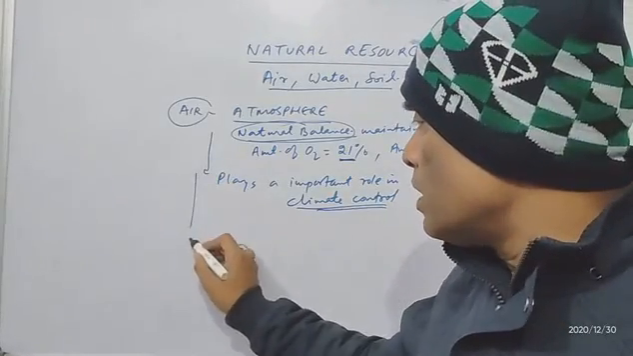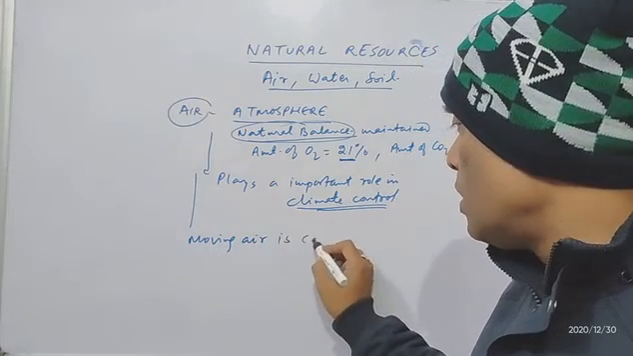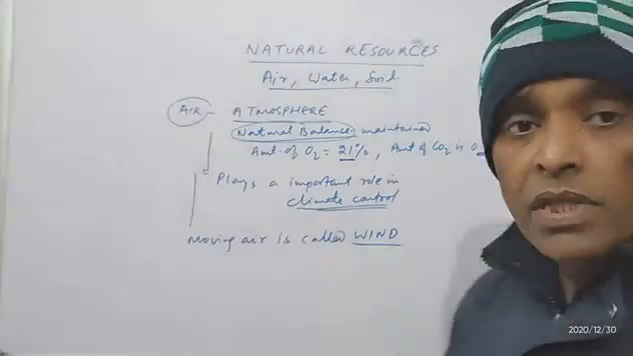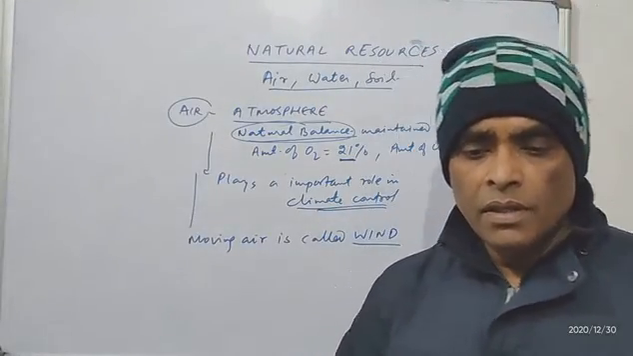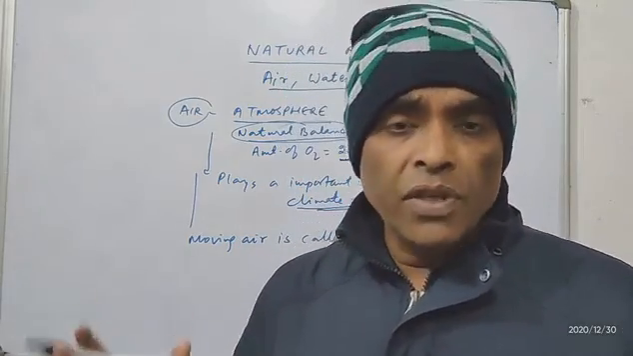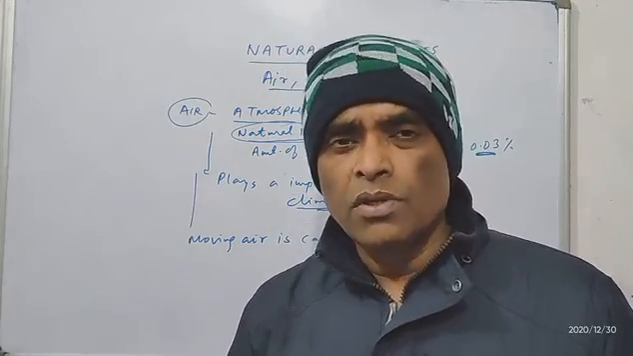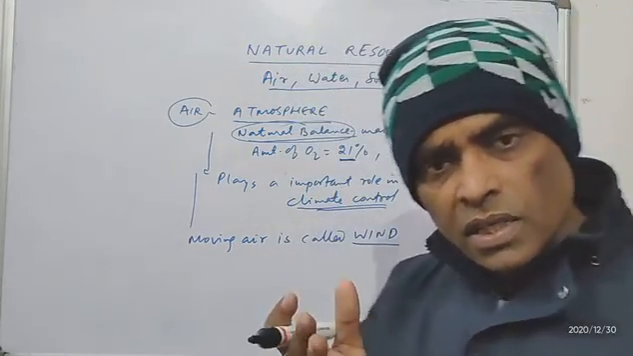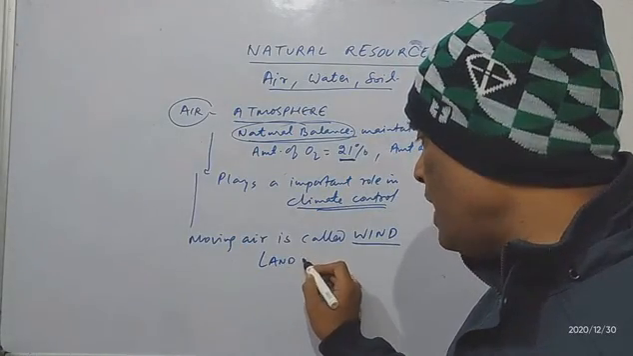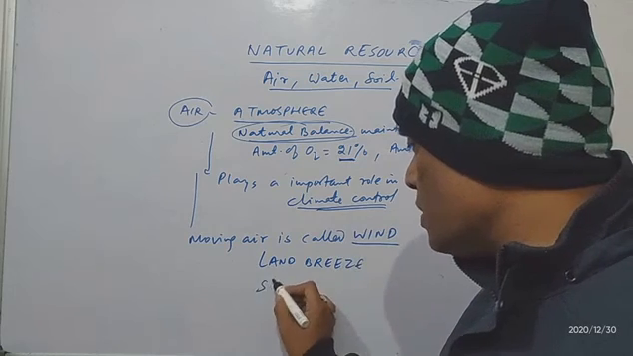And moving air is called wind. Wind, when it is windy, we can dry our clothes. We feel better in the humid and hot climate when the wind blows. How is this wind formed? You have studied in your lower classes what we talk about, the land breeze and the sea breeze.